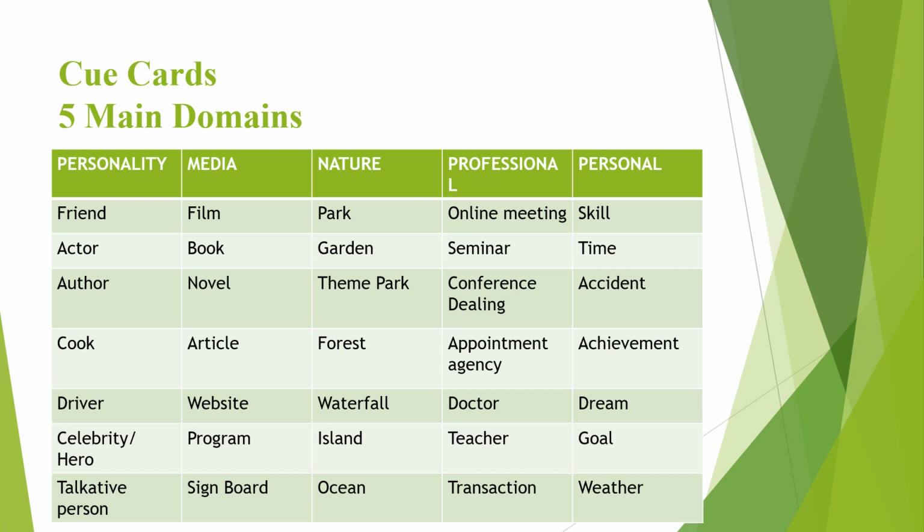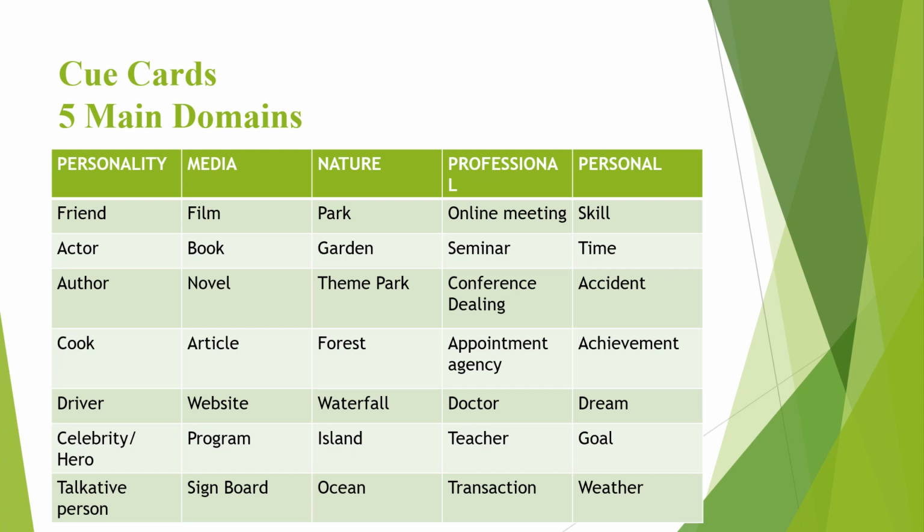Then author, they can ask you about any cook, any driver, celebrity, any hero, or any talkative person. And if they're asking about the media, it can be a film, a book, a novel. They can be asking you about any particular article, or any random article. They can be asking about any website, any program, signboard, or anything. All these elements are related to the media. If they're asking about a website and bullet points related to it, meaning minor questions related to that, it is again connected with the media.